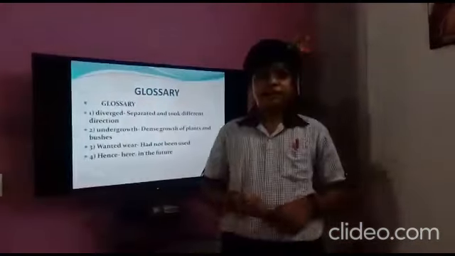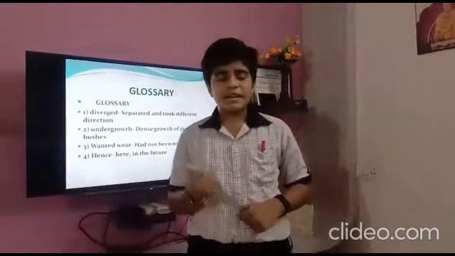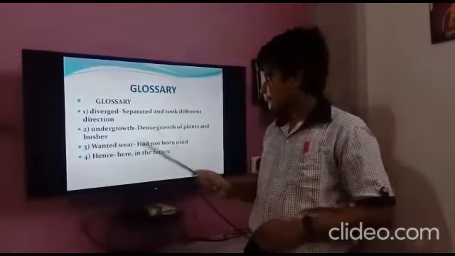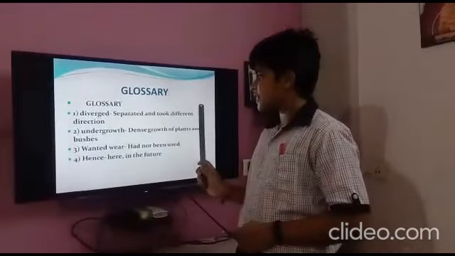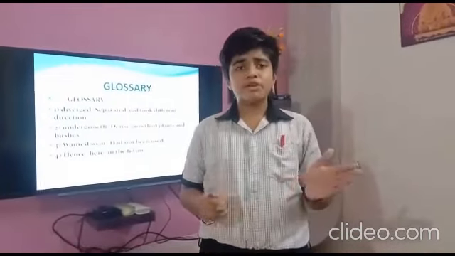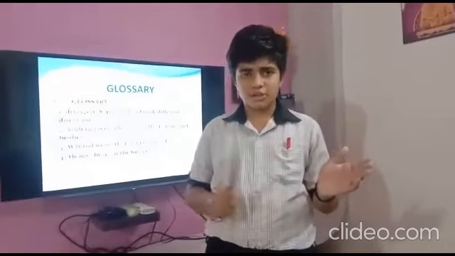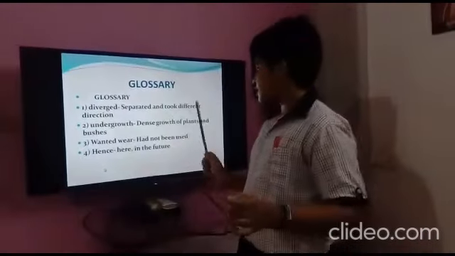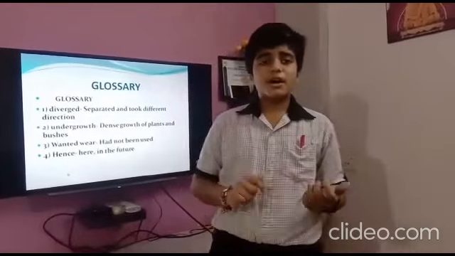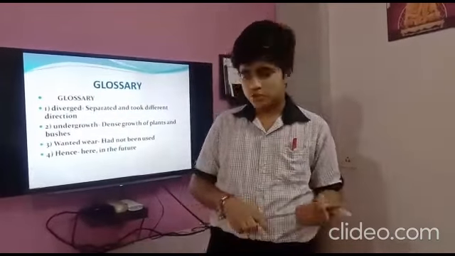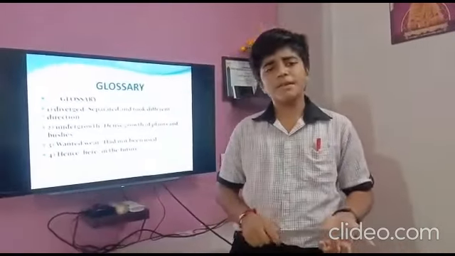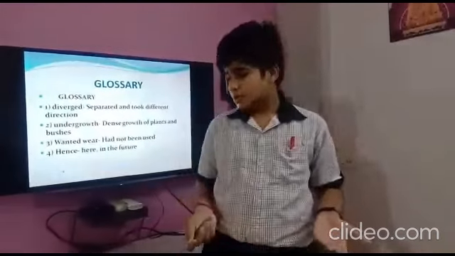So guys, now I'm going to teach you the glossary. First is diverged: separated and took different directions. Diverged means a point from which two roads take other directions. Undergrowth: dense growth of plants and bushes. Undergrowth means unnecessary growth of plants and bushes. Wanted wear: had not been used. Wanted wear means the thing that we hadn't used.